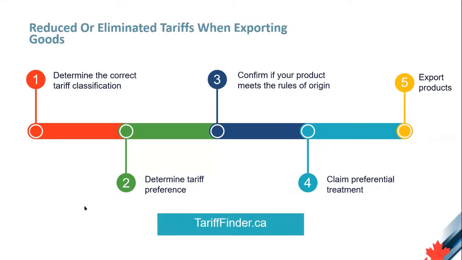So step 3 is, once you have confirmed that your product meets the rule of origin, you will have to claim it. Even though Canada has a free trade agreement with a country, if you don't claim it, they don't give it to you automatically. So what you have to do is declare it. There are different formats that you can use, and it varies between each free trade agreement.